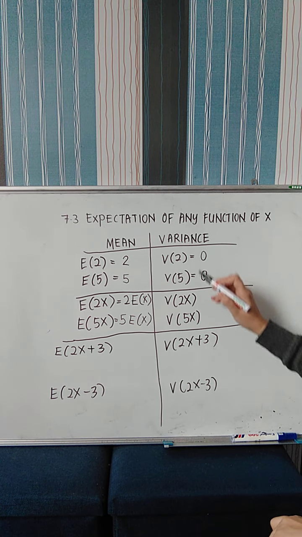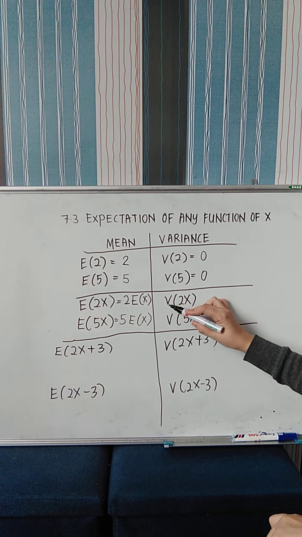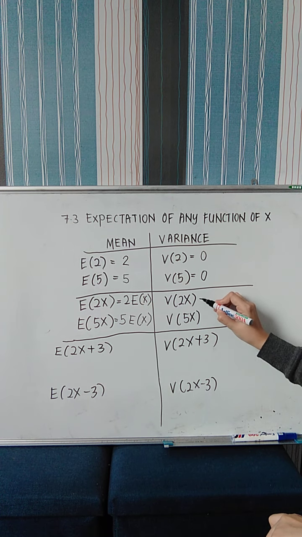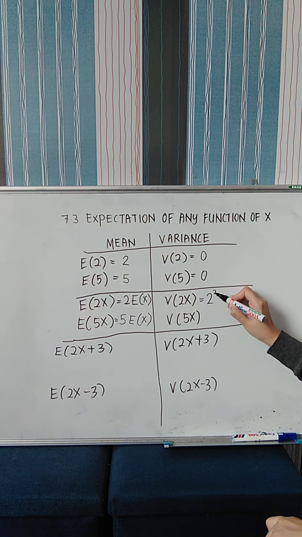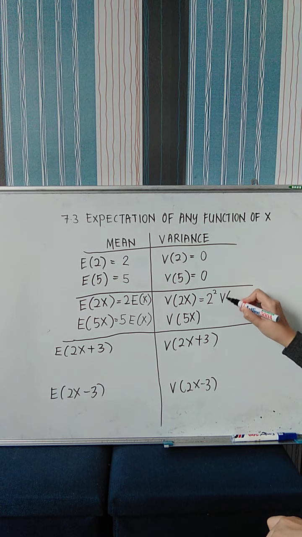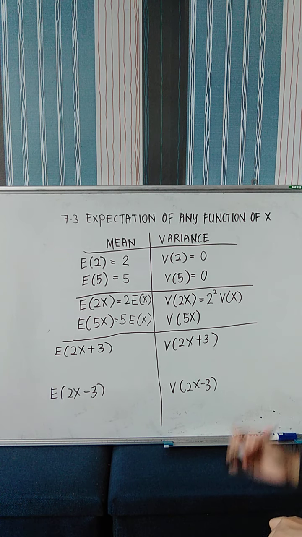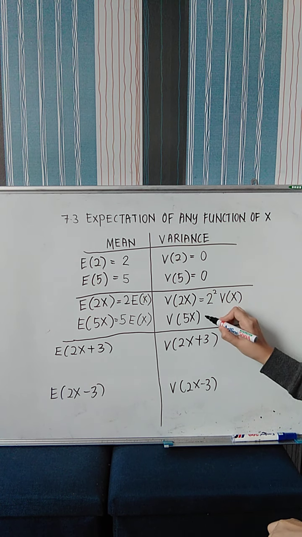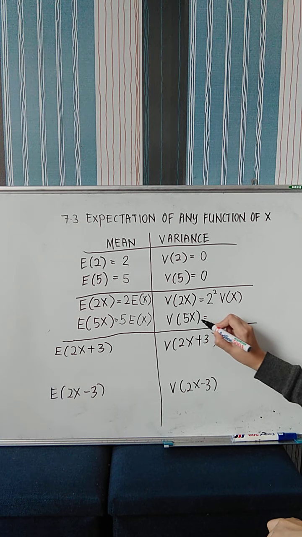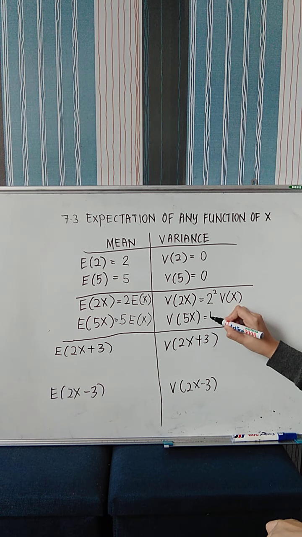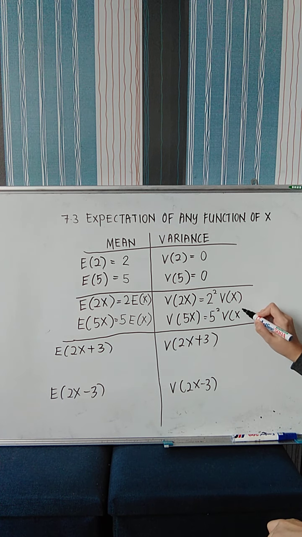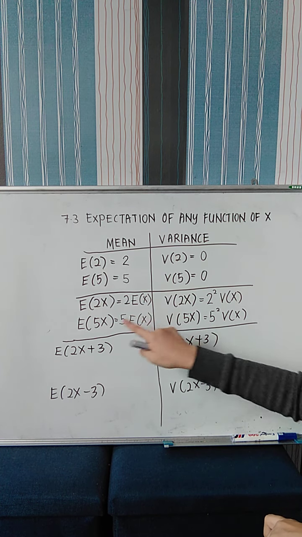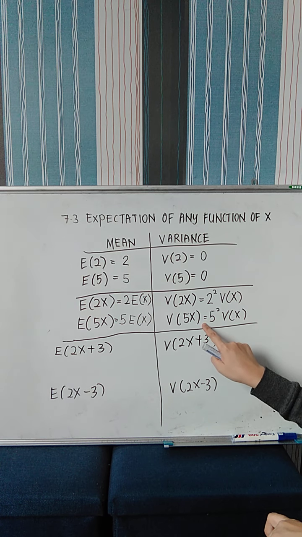For variance, if given variance V(2x), the value here, you take the value 2, but you must square the value. So 2 squared and then you take V(x), variance x. Next, if given variance 5x, you take the value 5, you must square it, and then V(x). This is the difference between mean and variance.